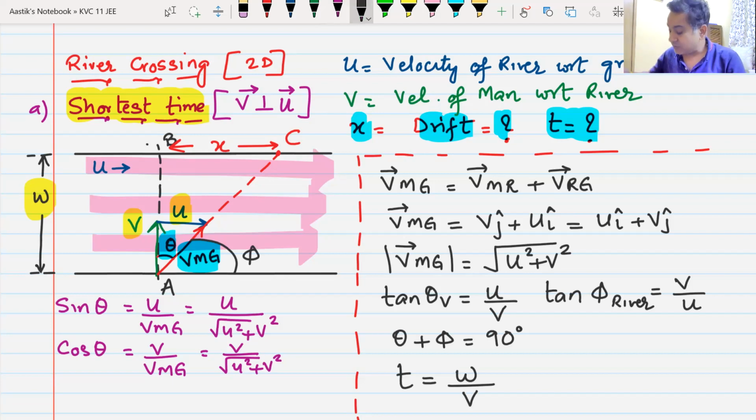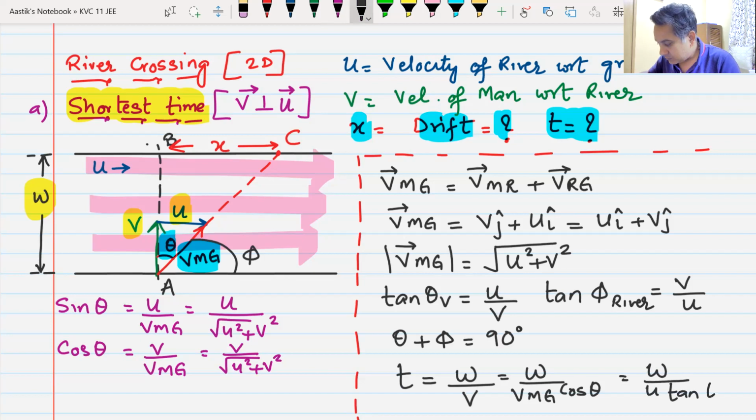Now, coming back to time, it is w divided by v, and I can write it as w divided by vmg cos theta. So I can also write it like this. Or I can also write it as w divided by u tan theta. Now it doesn't matter how the question is asked. If you understand the maths part of it, everything looks pretty simple. Yes or no?